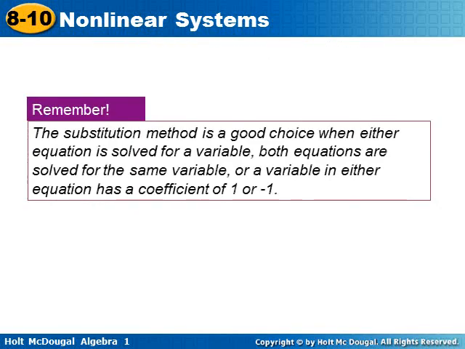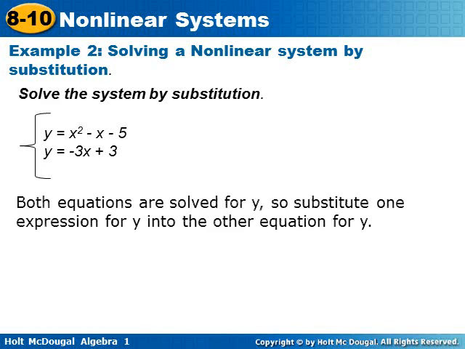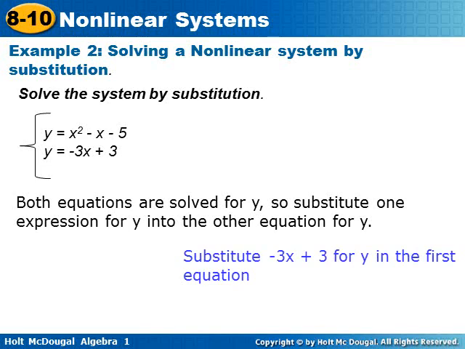Remember, the substitution method is a good choice when either equation is solved for a variable, both equations are solved for the same variable, or a variable in either equation has a coefficient of 1 or -1. Solve the system by substitution. Y equals x squared minus x minus 5, and y equals -3x plus 3. So both equations are solved for y. We can substitute one expression for y into the other equation for y. We're going to substitute -3x plus 3 for y in the first equation.